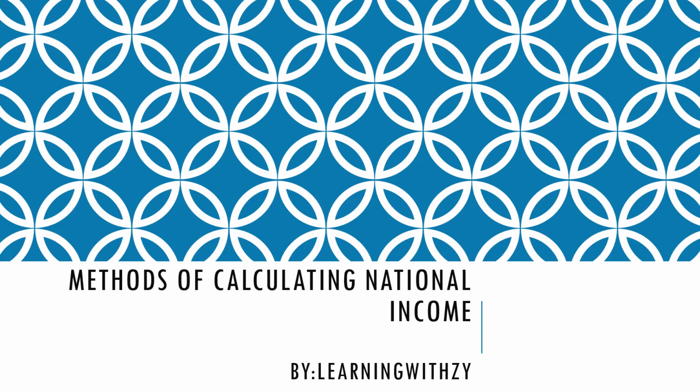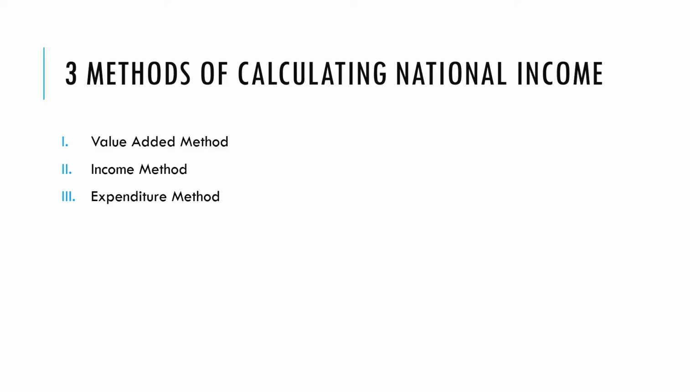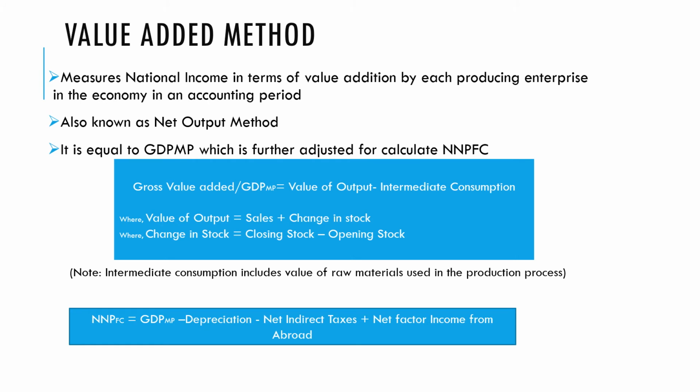Let's move on to see what are the different methods of calculating national income with examples. There are three methods of calculating national income: value-added method, income method, and expenditure method. Let us now look at each method in detail. Let us look at the value-added method first.